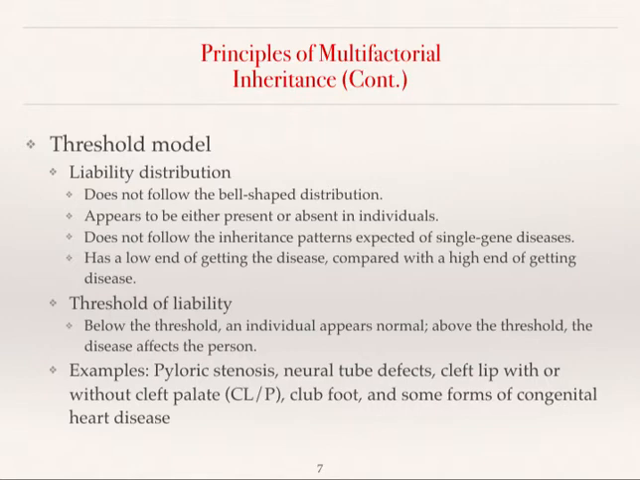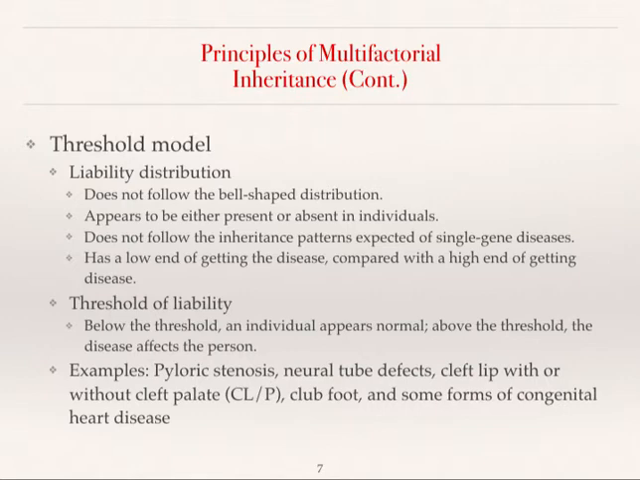It doesn't follow normal inheritance patterns of single gene diseases. So there's either a low end of getting the disease or a high end of getting the disease. And there's certain things that are known about certain disease states, like pyloric stenosis, that boys get more frequently than girls. So the threshold or liability distribution there changes for boys versus girls, meaning that for boys it's a lot easier to have pyloric stenosis versus a girl, or baby, getting it. And I'll talk about that in a minute.